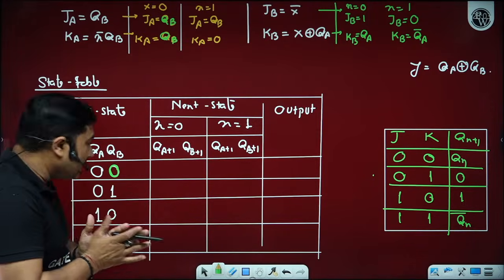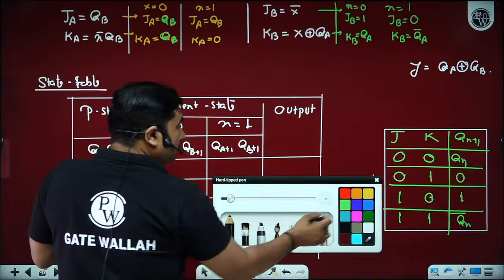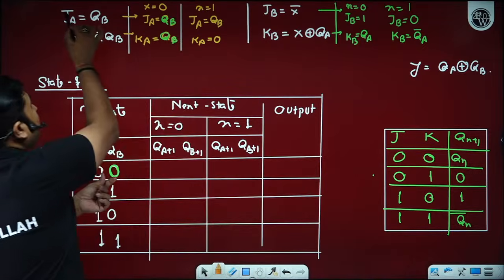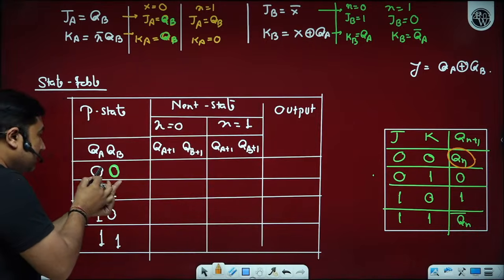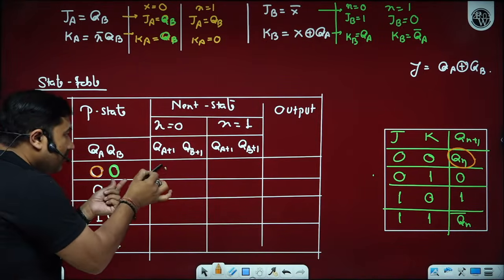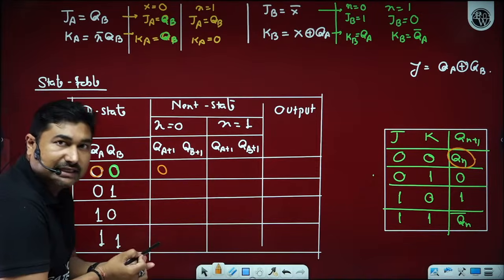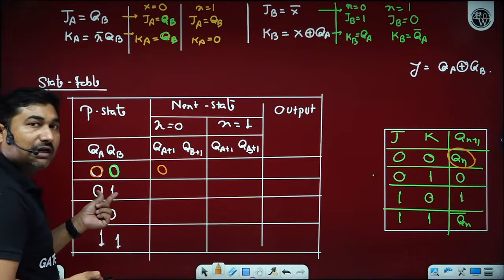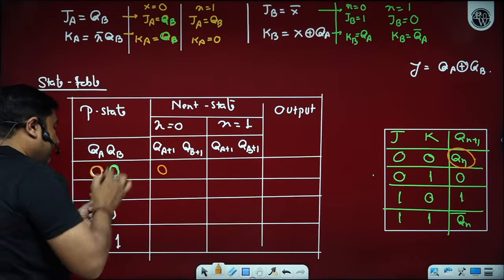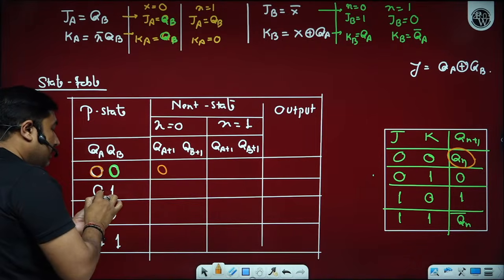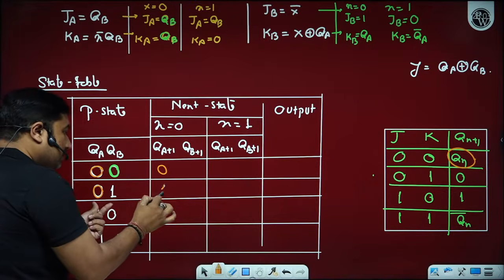For 0, 0, what happened? Your flip-flop A will remain in the Qn state. What is the Qn state? 0. So your flip-flop A will remain in state 0. For 0, 1, what happened? For 0, 1, they are 1, 1. 1, 1 means it is going in toggle mode. So if previously 0, it toggles to 1.